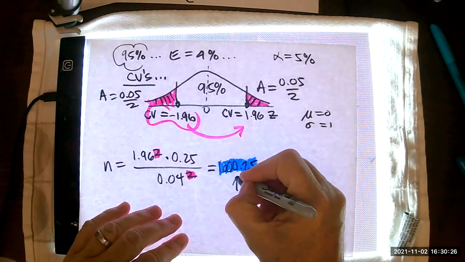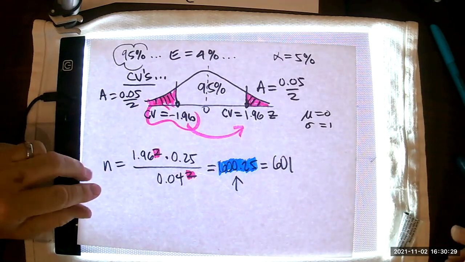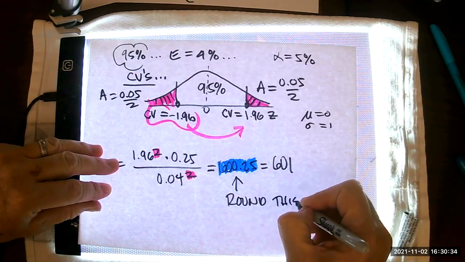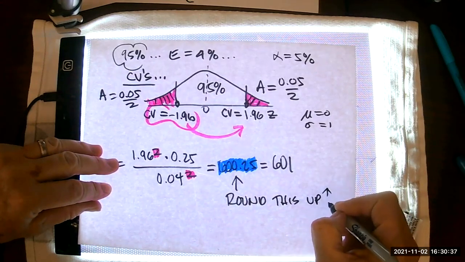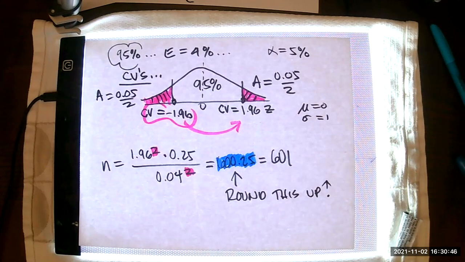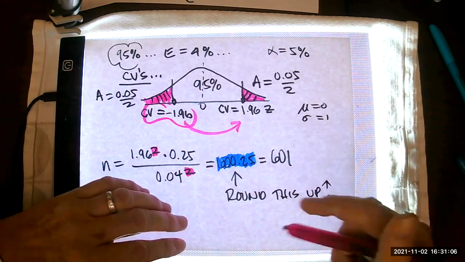If you're going to have to round this, if for some reason that's not a whole number, and it won't be most of the time, you're going to need to round this up. And that can throw students because, oh, I'm breaking the rules. No, you're not breaking the rules. That number there is a minimum value. You cannot go below that, but you've got to have a whole number. So it's got to be rounded up. Even if it was 600.01, I still would write 601. So I hope that's clear, because that can be a real issue.